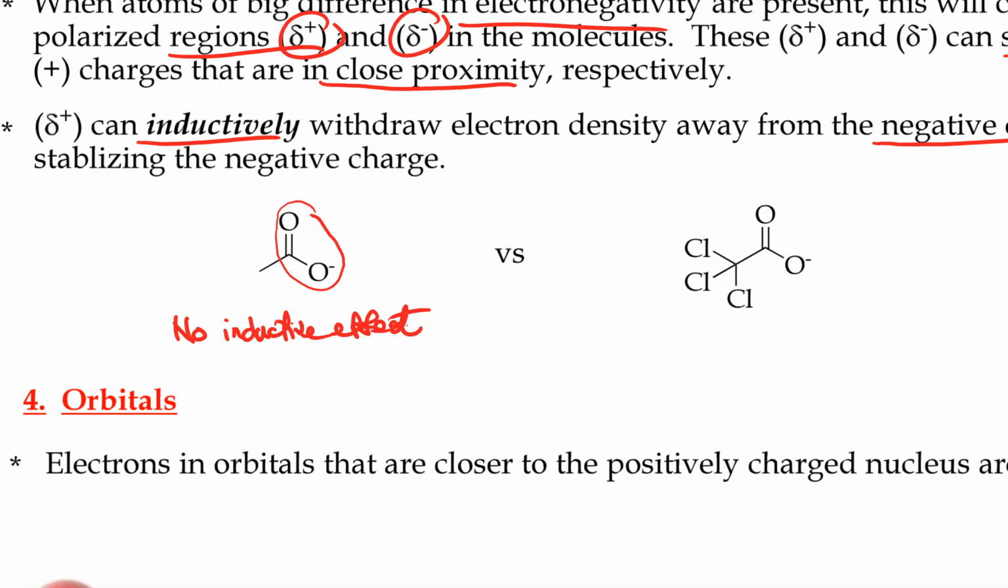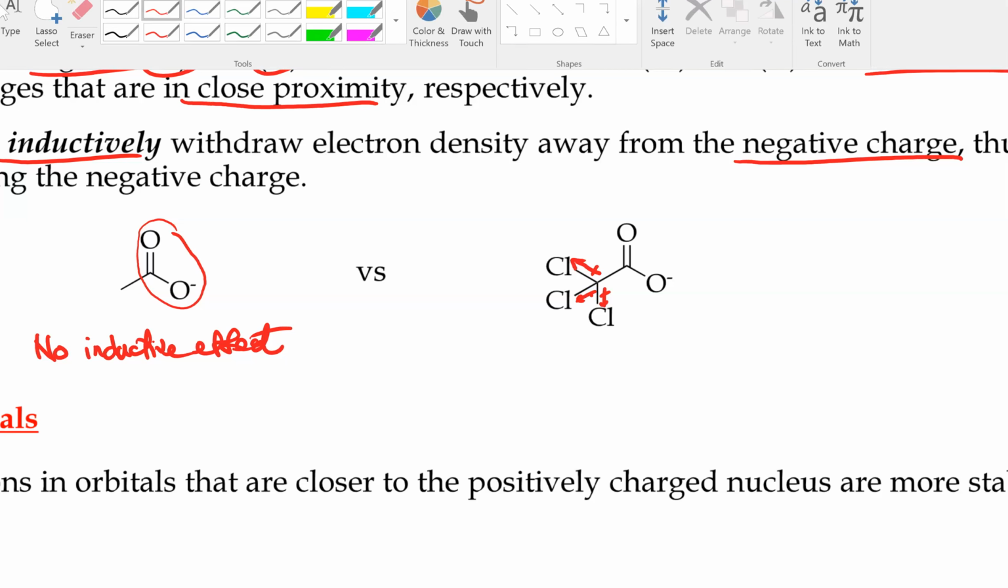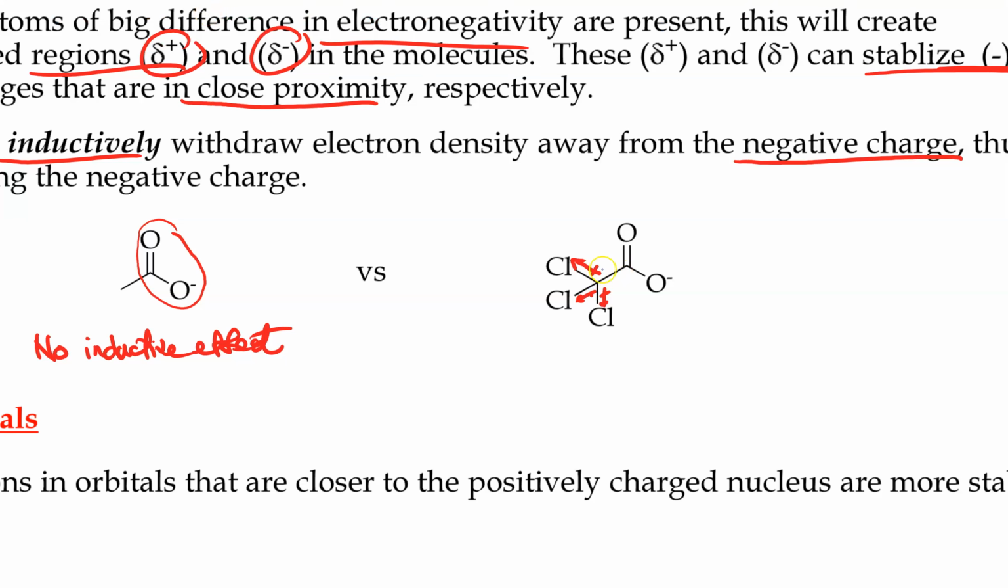But now for the molecule on the right side, there are these 3 chlorines right here connected to this carbon, and because the carbon has a much lower electronegativity compared to the chlorine, this chlorine right here is inductively withdrawing electrons from this carbon right here, and all 3 of them do. And as a consequence, that would then make this carbon become very positive.